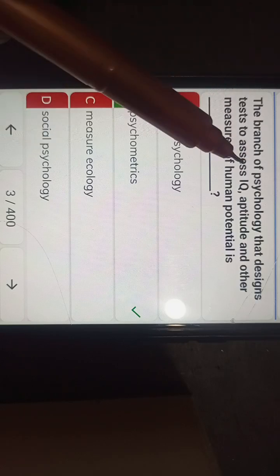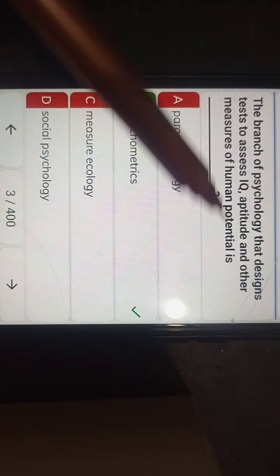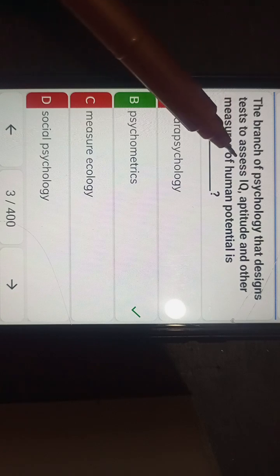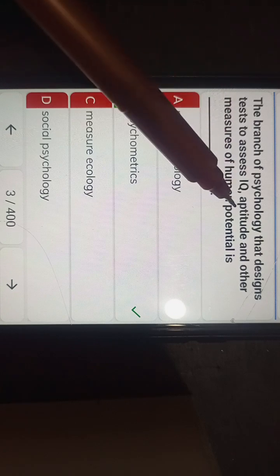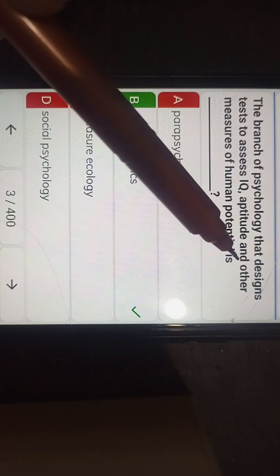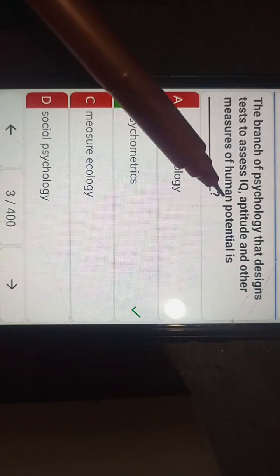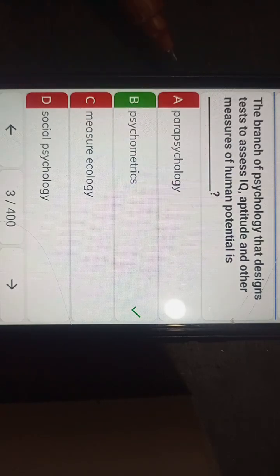The branch of psychology that designs tests to assess IQ, aptitude, and other measures of human potential is A, B, C, D. The answer is B. Psychometrics.